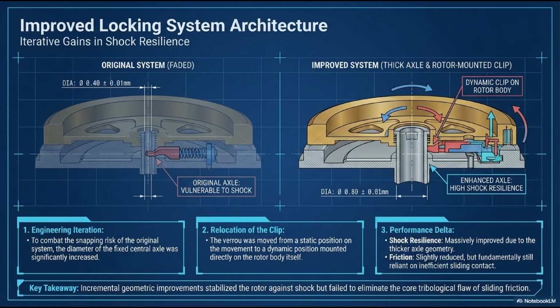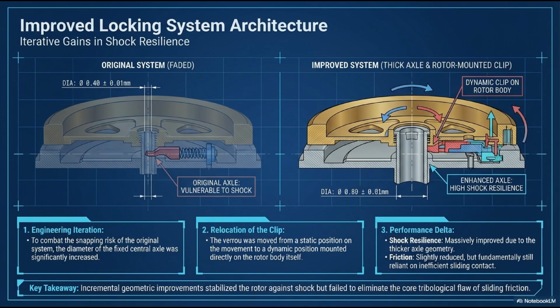Engineers recognized the fragility of the original VERU system and attempted to fix it. This led to the improved locking system architecture, aiming for iterative gains in shock resilience. Look at the original system faded on the left, with its terrifyingly thin 0.40 mm axle. Now compare it to the improved system on the right. The first engineering iteration was to massively increase the diameter of the fixed central axle, bumping it up to 0.80 mm. This drastically reduced the snapping risk.